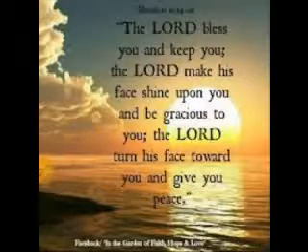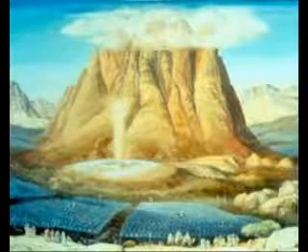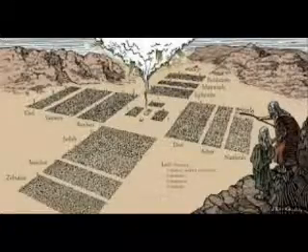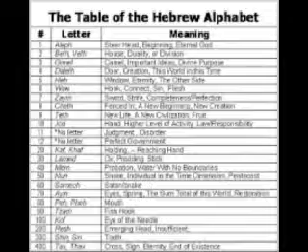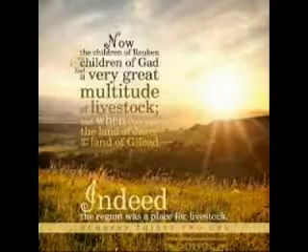Now, the children of Reuben, Israel's oldest son, their genealogies by their families, by their father's house, according to the number of names, every male individually from 20 years old and above, all who were able to go to war. Those who were numbered of the tribe of Reuben were 46,500. So that guy did a good job. That was the number of the tribe of Reuben.